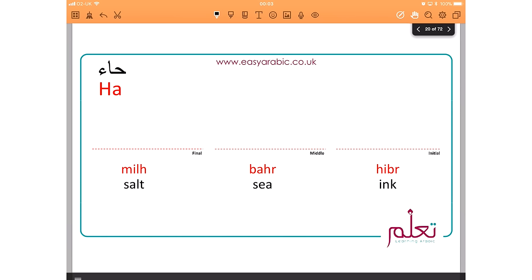The first one we look at is hibr. So we have the ha, then the ba, and then the ra. Hibr.